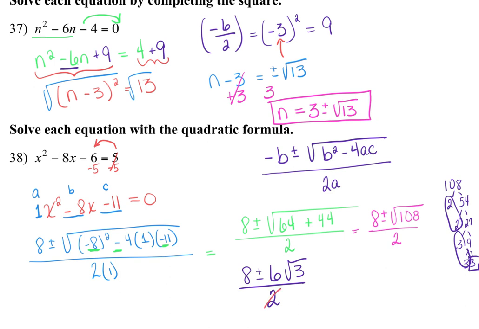So I can divide this by 2, I can divide the 8 by 2, and I can divide the 6 by 2. So I have 4 plus or minus 3 square root of 3. And since I just have a 1 on the bottom, I actually don't have to list that.